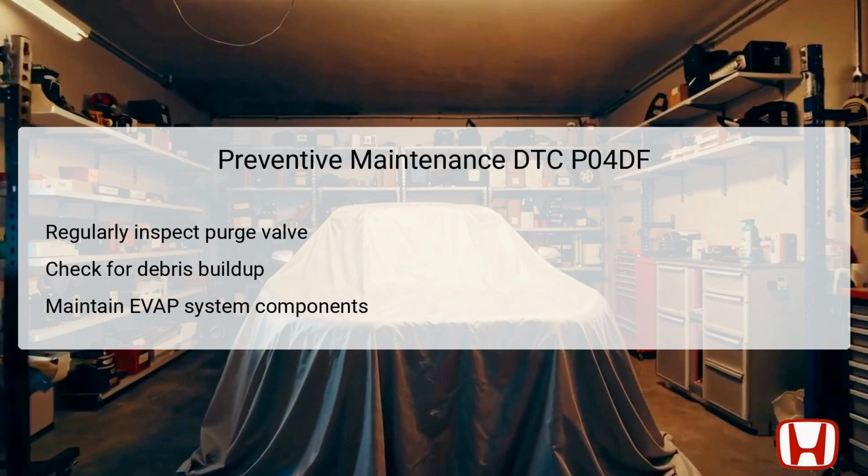Keeping the system clean helps prevent blockages that can cause erroneous high purge flow readings. Additionally, routine checks of other related components, such as the non-return valve, can avert future issues. Maintaining these components proactively minimizes the likelihood of DTCs emerging and promotes efficient vehicle operation, thus extending the longevity of the emissions system.